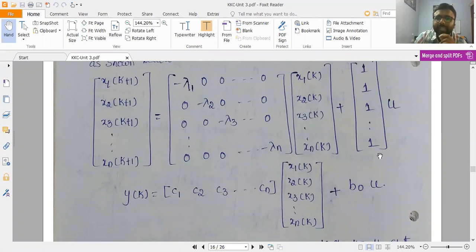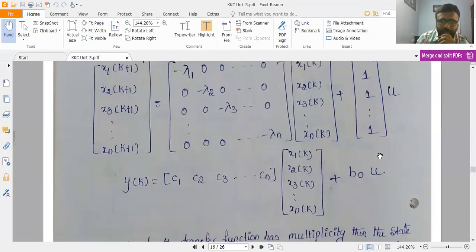Whenever we are having repeated poles, then that particular canonical form of the state model is called the Jordan canonical form of representation.